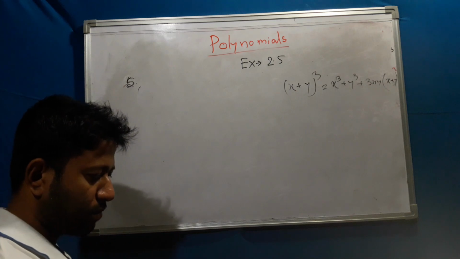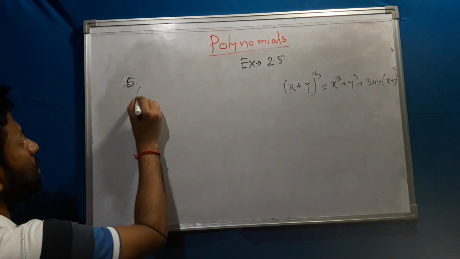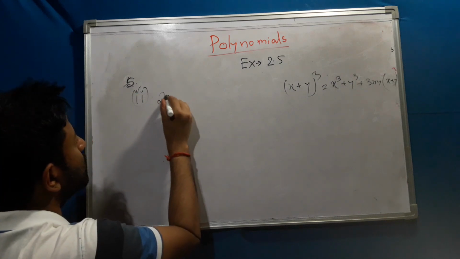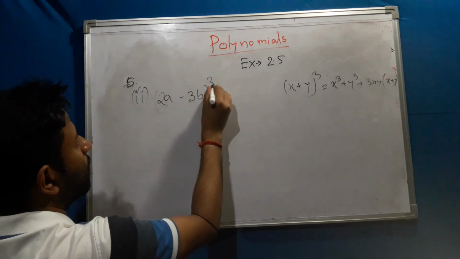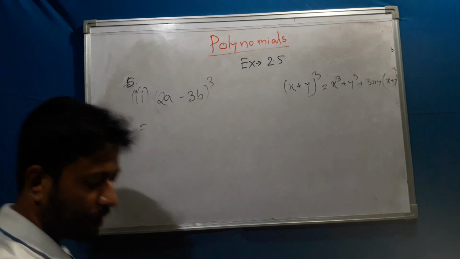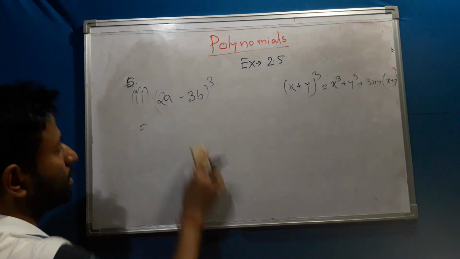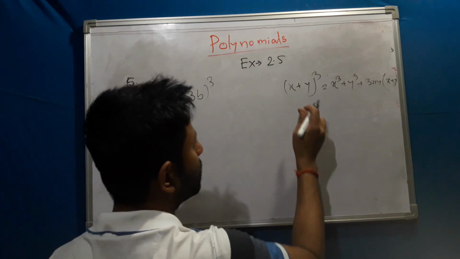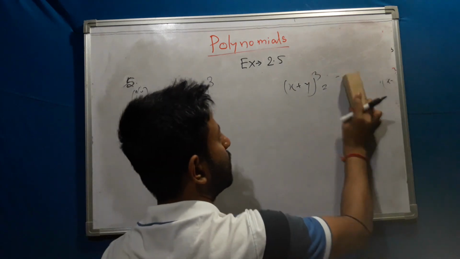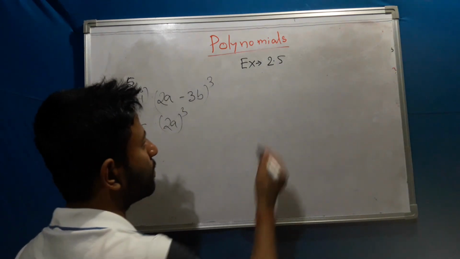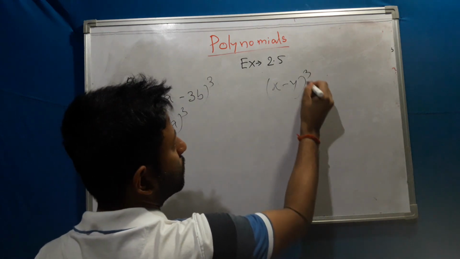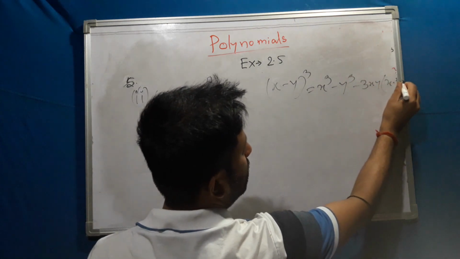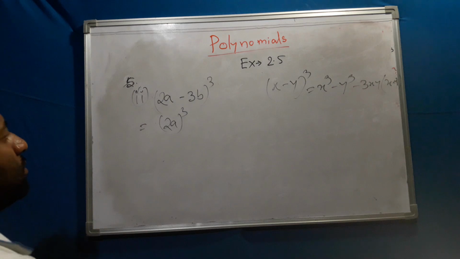From here I am solving another question. Suppose question number 2: 2a minus 3b whole cube. This is very simple. Why I'm choosing this is because I have to apply the minus formula also here. So what will be the formula for minus here? I'm just writing the formula along with this one so that nothing is confusing. X minus y whole cube gives x cube minus y cube minus 3xy into x minus y. Okay. So this has to happen here.